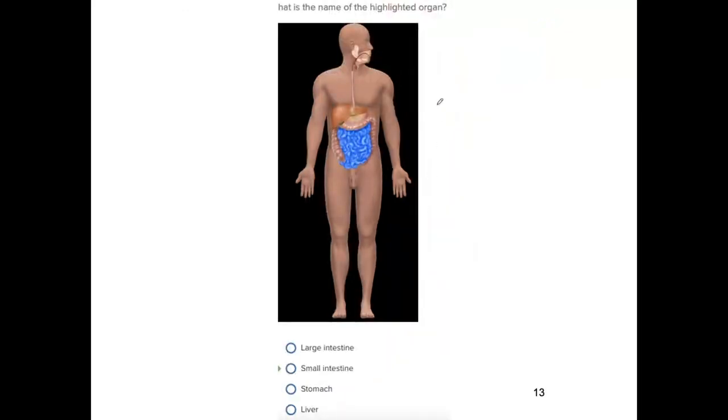Now we're looking at parts of the GI tract, the gastrointestinal tract or digestive tract, and it wants to know what's the blue structure. So everything in here that's blue is small intestine. This, going all the way around, is the large intestine. Large intestine is sometimes referred to as the colon. They're interchangeable. Here's your liver, and then here's your stomach.